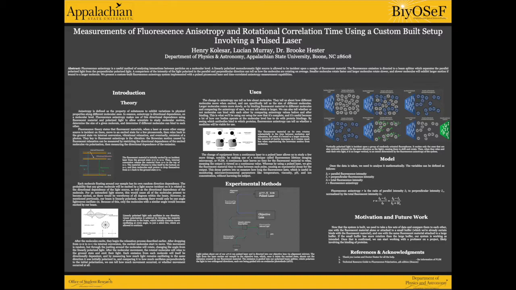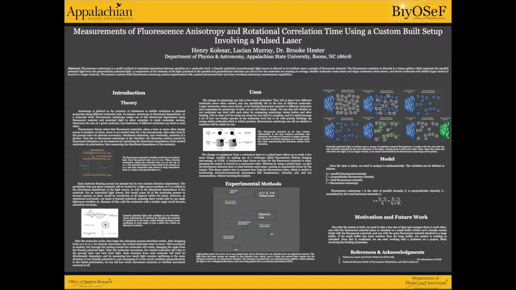Anisotropy is defined as the property of substances to exhibit variations in physical properties along different molecular axes. Basically, it's directional dependence on a molecular level. Fluorescence theory states that fluorescent materials, when a laser or some other energy source is incident on them, move to an excited state for a few picoseconds, then relax back to a ground state via internal conversion, vibrational relaxation, and eventually an emission of the photon.